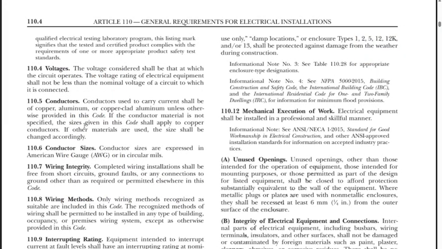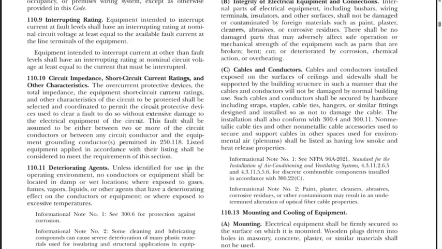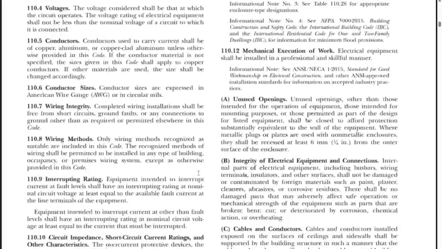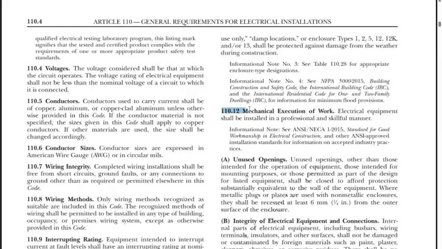Okay, so we've got these out of the way. Voltages, conductors, conductor sizes. We're not going to worry about wire integrity. We're jumping over to 12, just to make sure where 12 is right here. Mechanical execution of work, which is, we're only going to highlight two things from here.